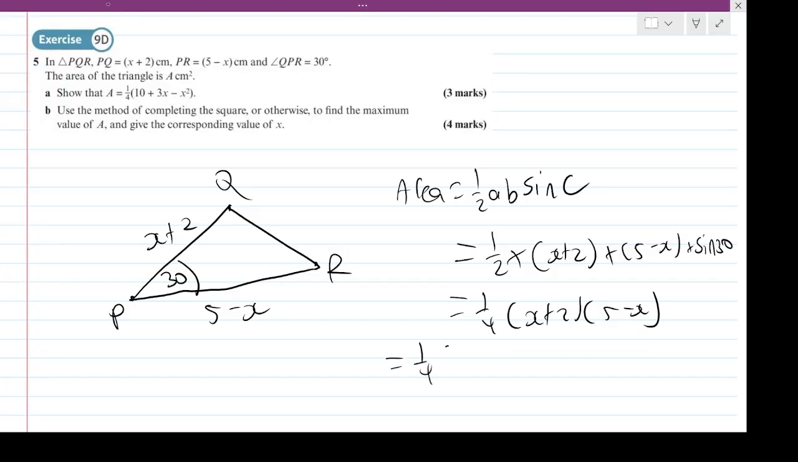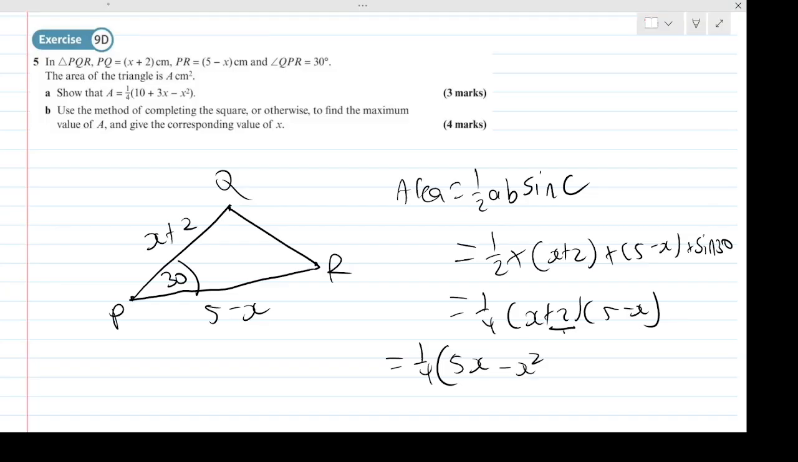We're going to get a quarter of, well, firstly x there is going to times by all the terms in the other bracket. So x times 5 is 5x. x times minus x is minus x squared. Then the same for the next term, 2 here. 2 times 5 and 2 times minus x. Well, 2 times 5 is 10 and 2 times minus x is minus 2x.